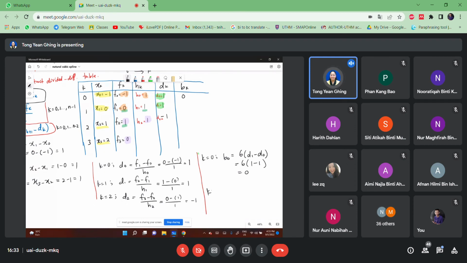Now when k equal to 1, B1 is equal to 6 times D2 minus D1. So D2 is negative 1 minus 1, that means negative 2. 6 times negative 2 means negative 12. So this is negative 12.